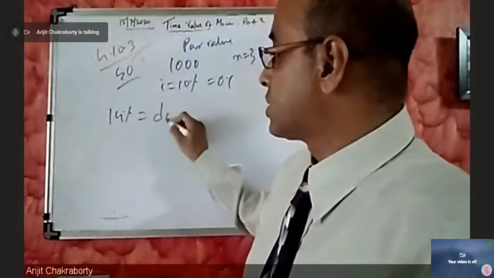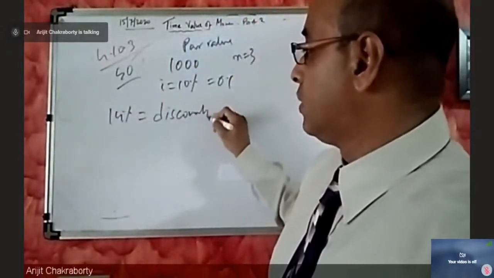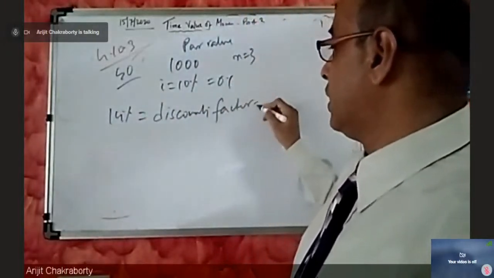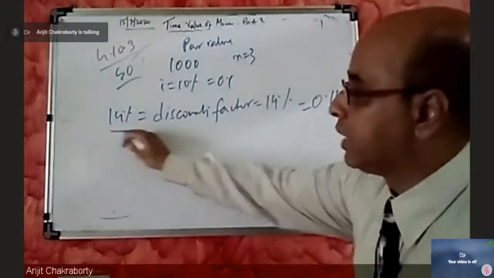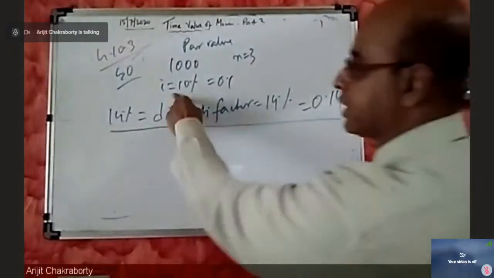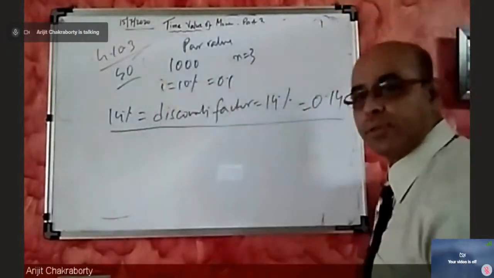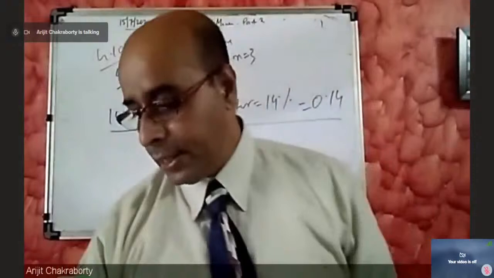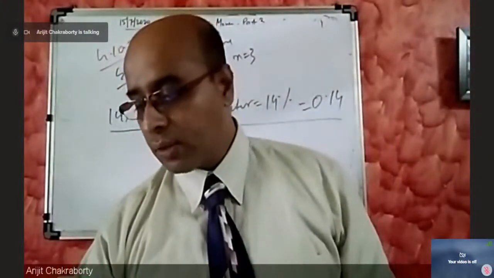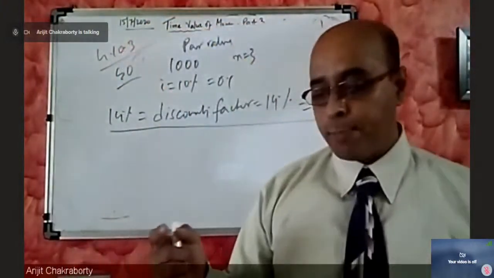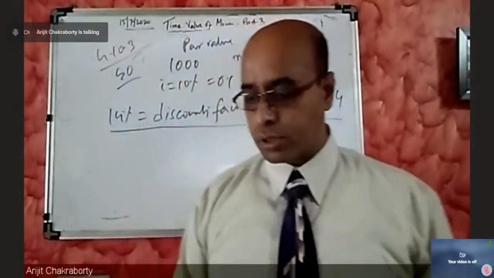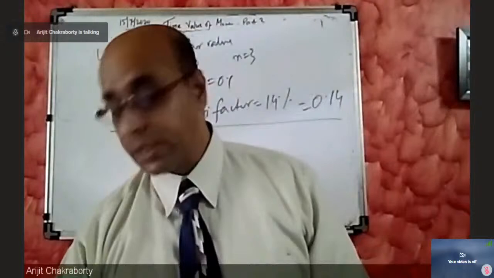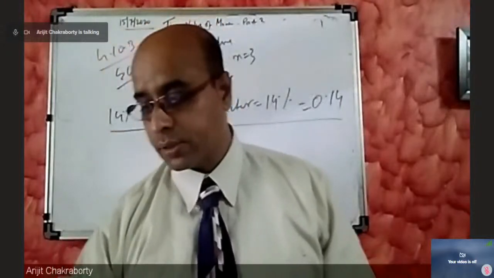But the person wants a return of 14%. So in this case, the discounting factor is 14%, that is 0.14. Please note this. This is the interest you will get, 10% of 1,000. Okay. So the price is 1,000 and at maturity, he will be getting back 1,000 rupees also. Okay. So whether this pricing is correct or not.